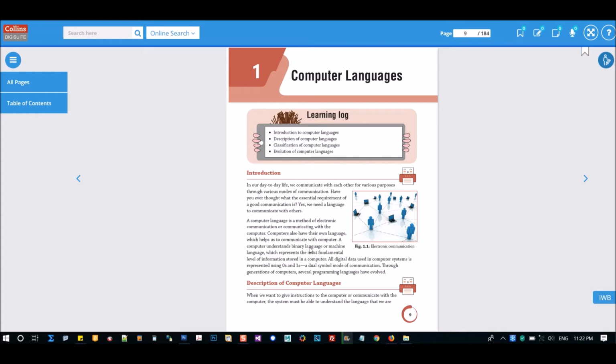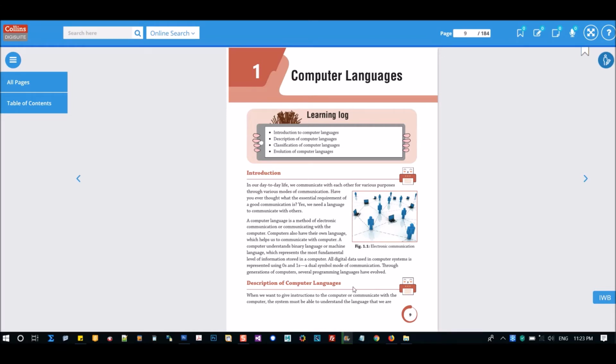A computer understands binary numbers or machine language, which represents the most fundamental level of information stored in a computer. All digital data used in a computer system is represented using zeros and ones, a dual symbol system of communication. Through generations of computers, several programming languages have evolved. So here, in order to communicate with a computer, we need a certain kind of language or code. Here they have given zeros and ones.